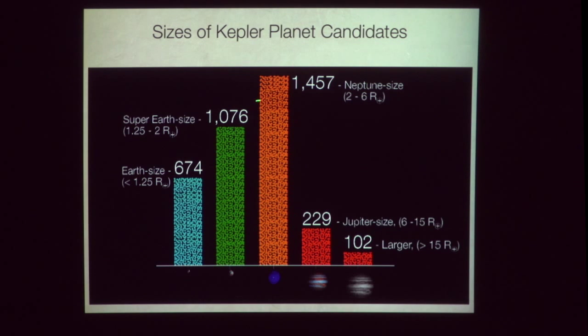But as you look at the actual population of the planets that have been found by Kepler, you'll see, like I was saying, these more Neptune-sized objects are the more common ones. But there's what we call a selection effect in here as well.